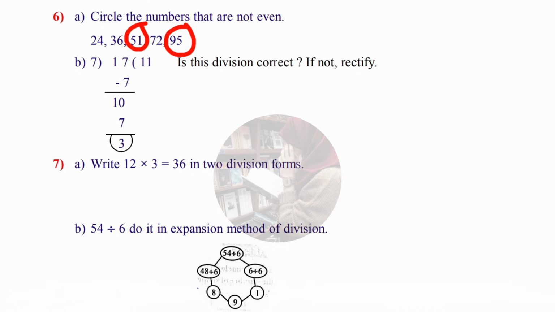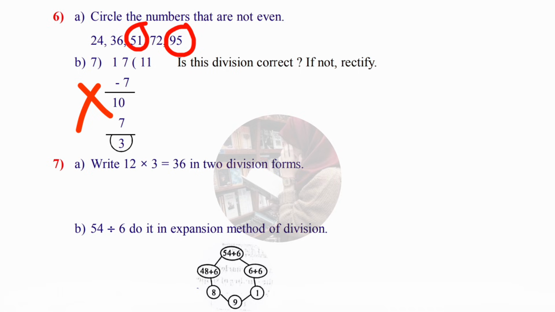Next, in B, we have given one division form. We have to check whether it is correct or not. If it is not correct, we have to write it down again. So 7 divided by 17, the quotient is 11 given. Actually it is not. Please strike it off and write down the correct one. So 17 divided by 7 is 7 twos are 14. So 3 will be left. So this is the correct one.